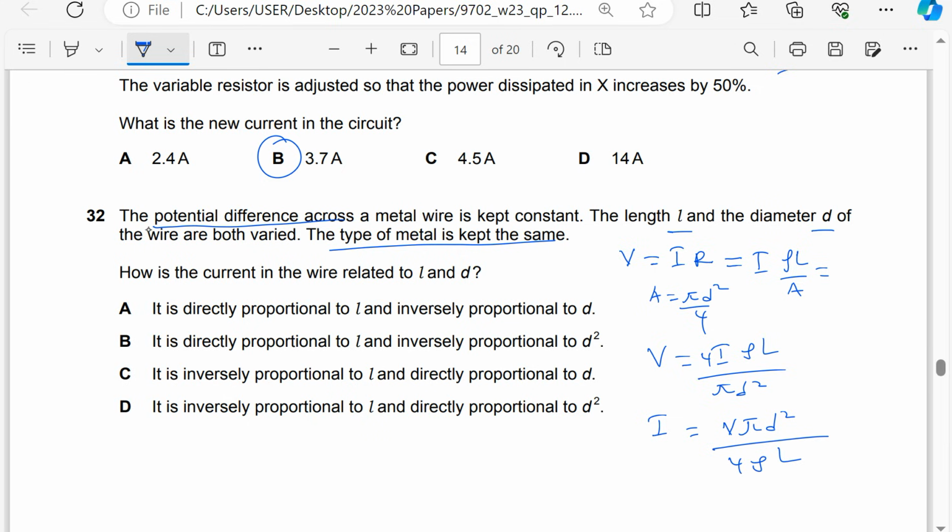So we notice that I is directly proportional to d squared, and you notice that I is inversely proportional to L, because V is constant, pi is constant, 4 is constant, rho is constant because it's the same metal. I is directly proportional to d squared, which is this part here. This one is wrong. This is wrong. This is wrong. So automatically the answer is going to be D. I is directly proportional to d squared and it is inversely proportional to L. So that is correct.